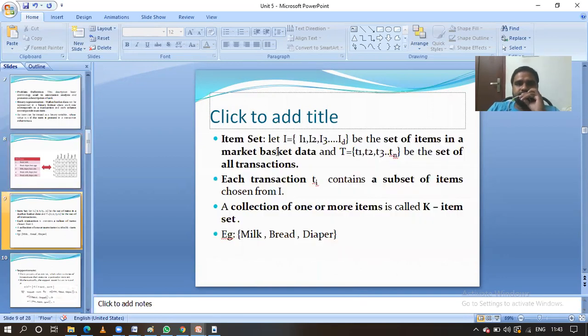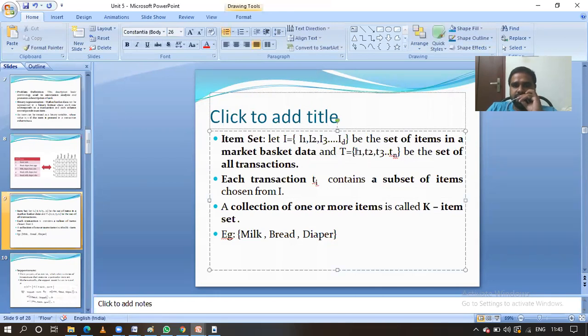Normally, the item set consists of all the items that are there in the supermarket. Here we are representing it with I, which consists of the set of items I1, I2, up to however many items are there in the supermarket. Transactions we are going to represent in the form of T1, T2, T3 up to Tn. These are the set of transactions, the purchases that happened in the supermarket.